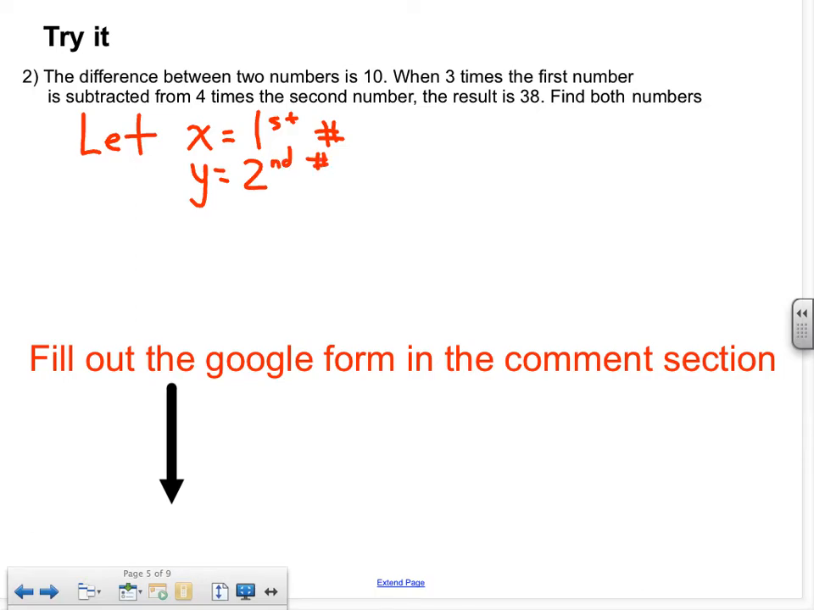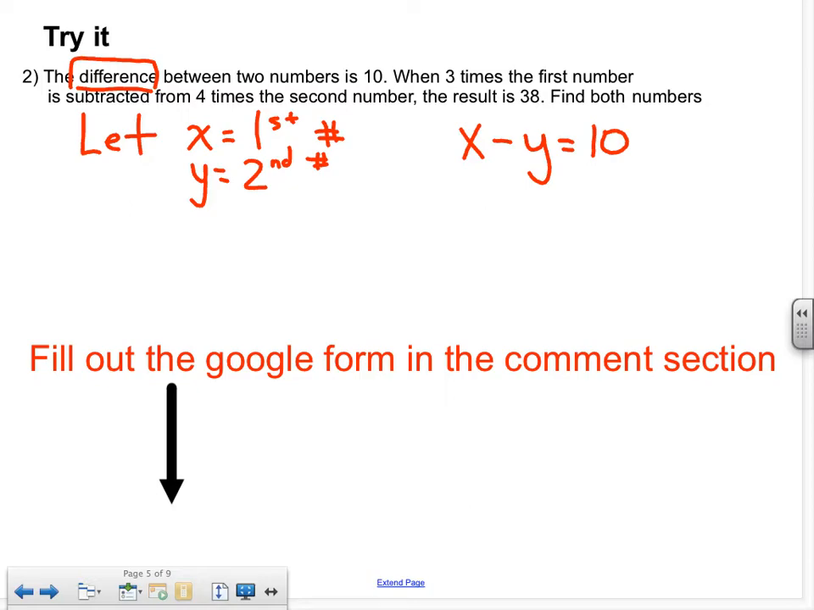Okay, so a little bit more clear here. We don't know which one is smaller or larger. We just say let x be the first of these two numbers, let y be the second of these two numbers. All right, in this case, we're talking about the difference. So the difference between them is 10. Similar to where we had the sum in the first problem, now we're talking about a difference. This tells us to subtract.